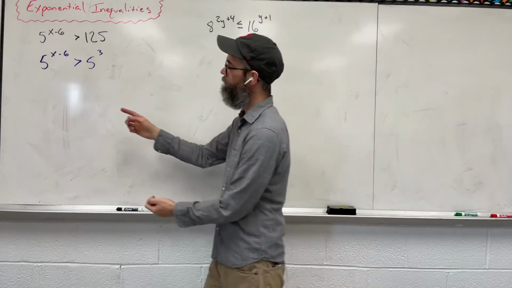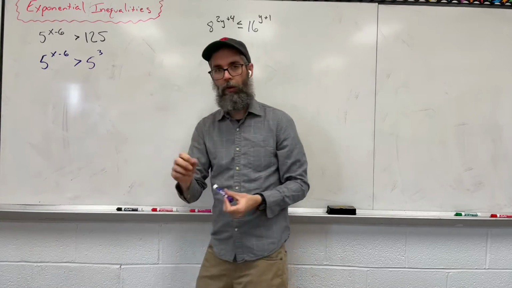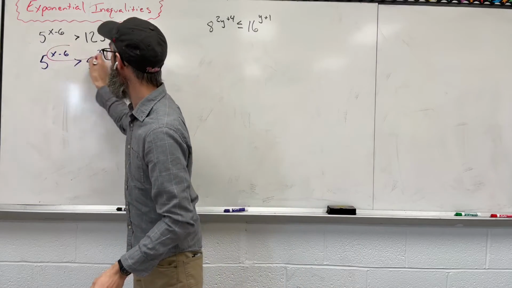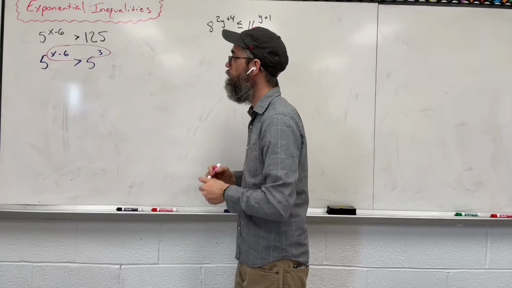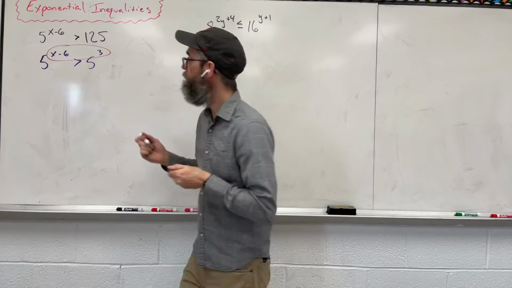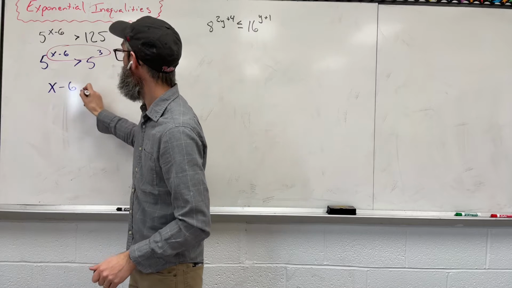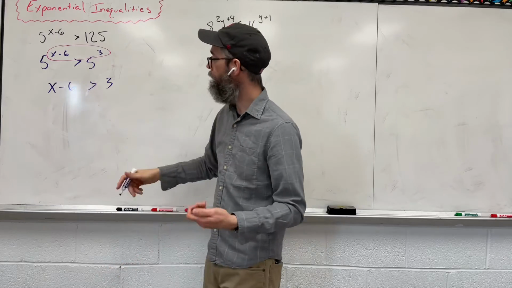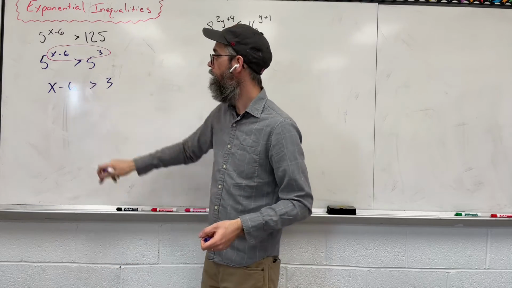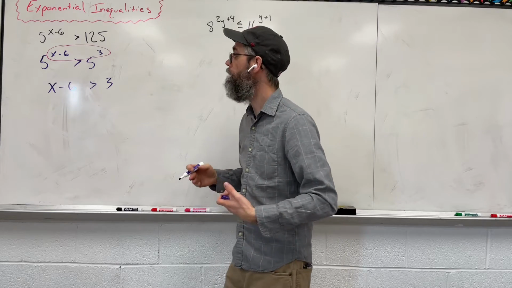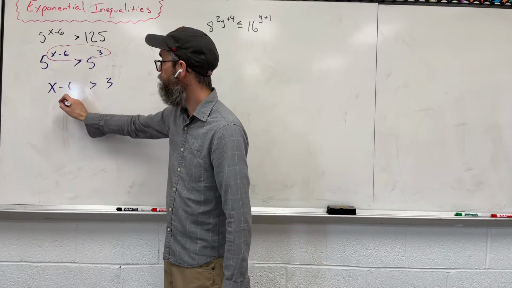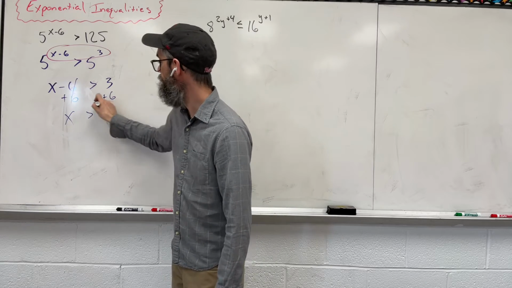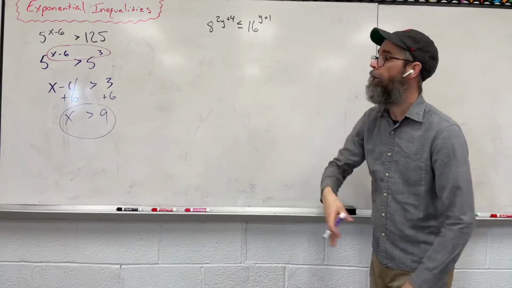Now, when our bases are the same, these 5s, I can pretty much ignore them and just worry about what's up top. So let's ignore those 5s, and we're going to rewrite our problem: x minus 6 greater than 3. So all we're looking at now are the exponents with our inequality sign in here. We're going to go about solving this like we would any other equation or inequality. So let's get x alone by doing inverse operations. Add 6, gone, x greater than 9. Cool. Moving on. Slightly more complicated.